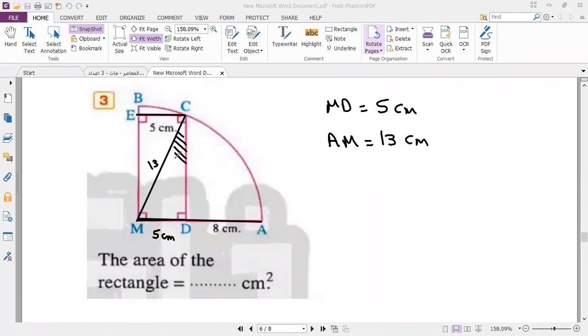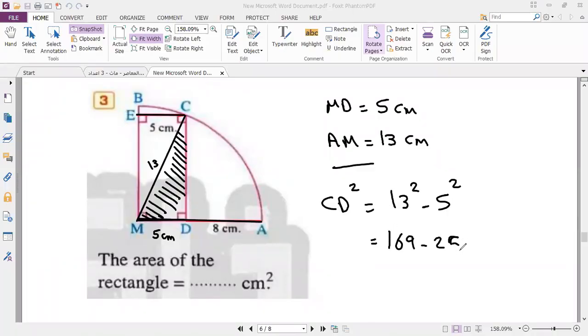If you look at this triangle here, we can find the length of CD by using Pythagoras. CD to the power of 2 equals 13 to the power of 2 minus 5 to the power of 2. 169 minus 25 equals 144. So CD equals 12 centimeters. Now we have the two dimensions of the rectangle, the length and the width, 12 and 5. So what is the area of the rectangle? The area equals length times width, 12 multiplied by 5 equals 60 centimeters squared.